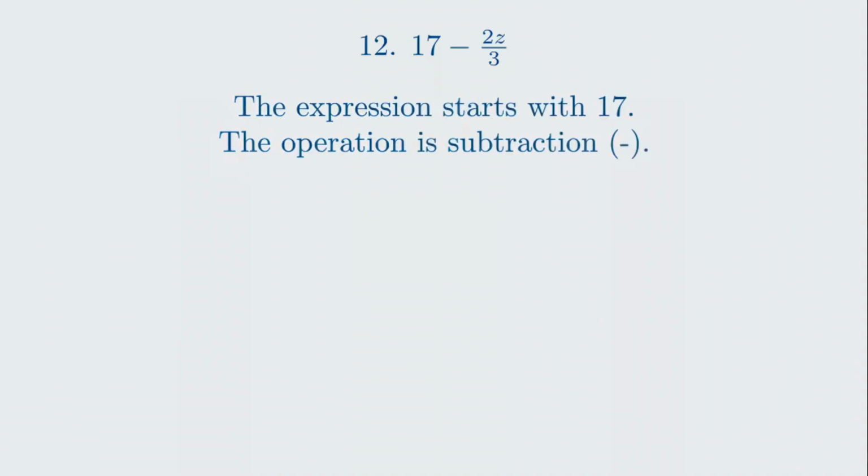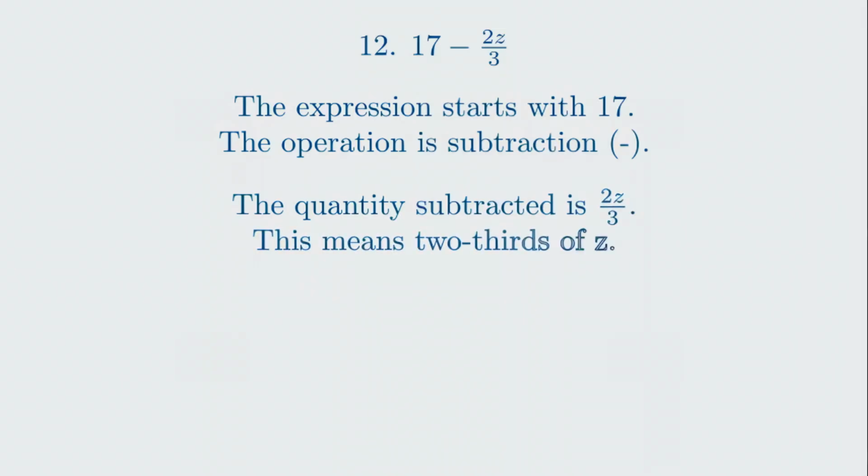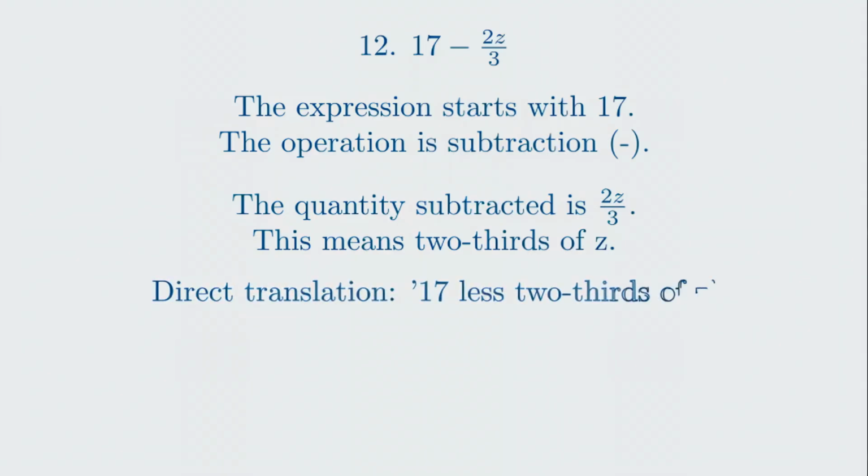The part being subtracted is 2z over 3. The fraction bar means division, so this is 2z divided by 3, and 2z means 2 times z. So we are subtracting 2/3 of z from 17. Let's put that all together. We are taking 2/3 of z and subtracting it from 17. A direct translation is 17 less 2/3 of z. Let's see which option matches this or is equivalent.